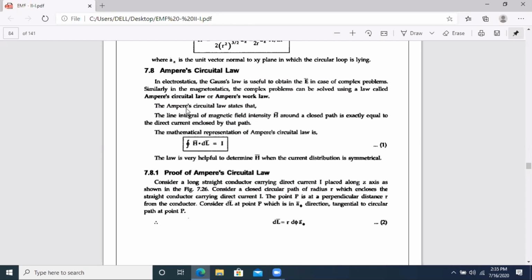The Ampere circuital law states that the line integral of magnetic field intensity H around a closed path is exactly equal to the direct current enclosed by the path. The integral of H dot dl equals I.